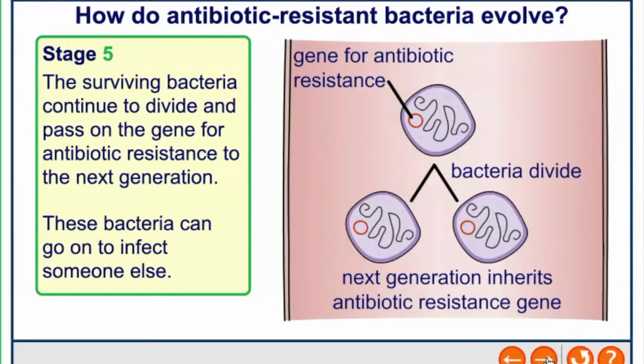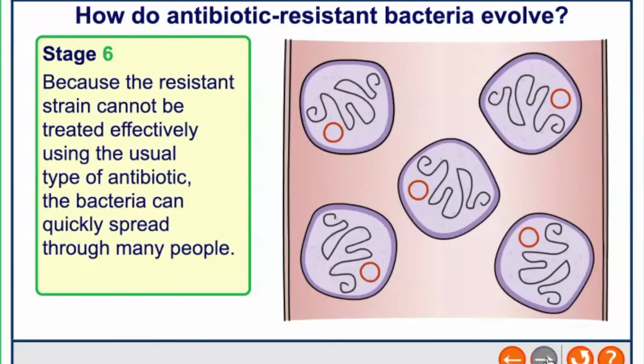Stage 5, the surviving bacteria continue to divide and pass on the gene for antibiotic resistance to the next generation. And because there's often a larger percentage of the population with the resistance, with a competitive advantage, the vast majority of the newly produced bacteria from reproduction exhibit that characteristic as well. These bacteria can then go on to infect someone else. So stage 6, because the resistant strain cannot be treated effectively using the usual type of antibiotics, the bacteria can quickly spread through many people.